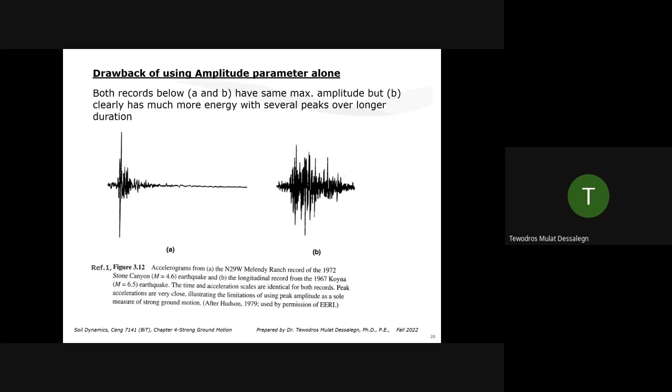If you try to choose an input motion just based on the peak value, that may not be the most conservative acceleration, because a peak value can be just one spike. Let's say this is 1G compared to 0.7 G right here, but the energy content, the duration is very small. You have a larger duration with several peaks. This one has more energy and it's going to be more damaging to our structures. So the way you choose input motion shouldn't be based on peak value. You need to consider duration, energy content, and the frequency content.